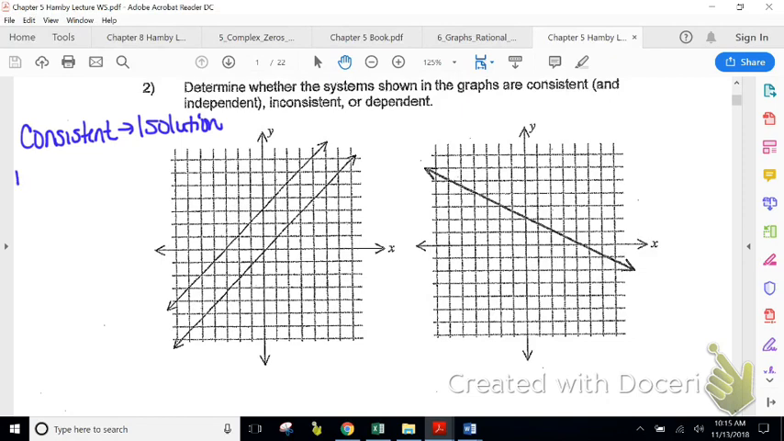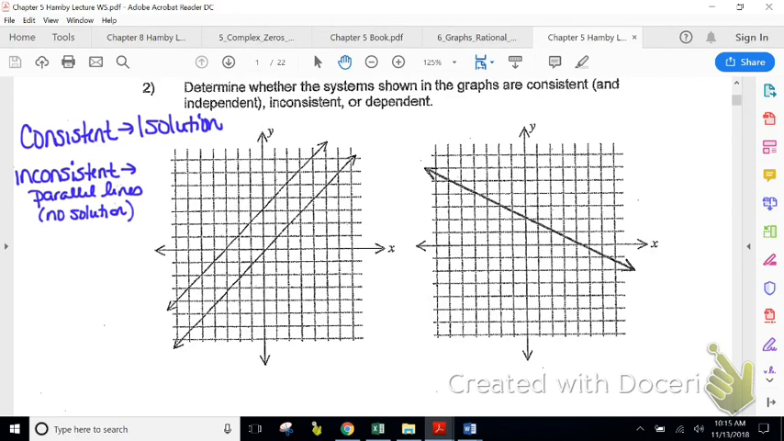Okay? Inconsistent is parallel lines. And what kind of a solution would parallel lines have? No solution. They're never going to cross. So anytime it's no solution, it's inconsistent.